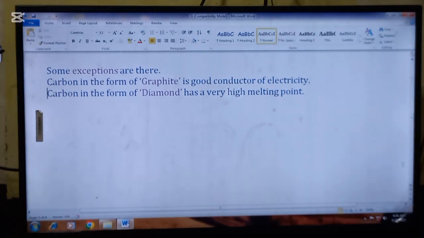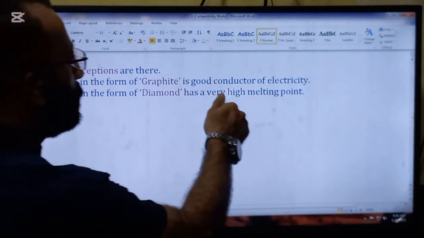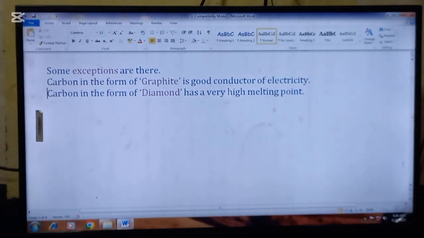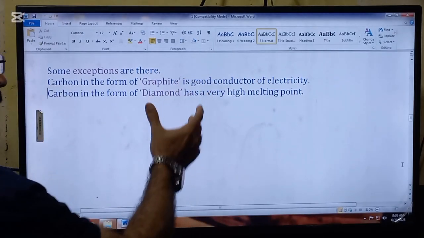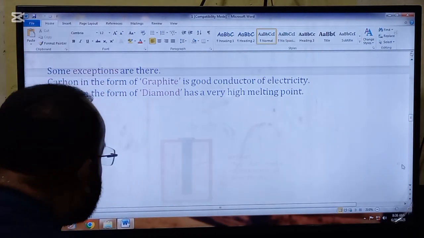So look now, carbon in the form of graphite is a good conductor of electricity. Carbon in the form of diamond has a very high melting point. So these are some exceptions.